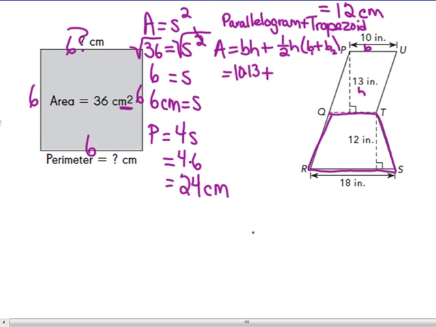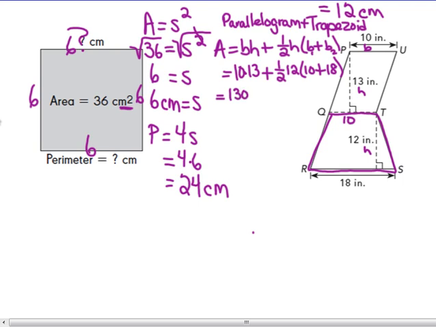Plus the trapezoid, well, this base up here is 10. That base on the bottom is 18. Box, there's my height, is 12. So 1/2 of 12 times my two bases of 10 plus 18. Ooh, good order of operations questions. I have multiplying, adding, multiplying, parentheses. Well, I'm going to do my multiplying in parentheses. That's okay. So I get 130.